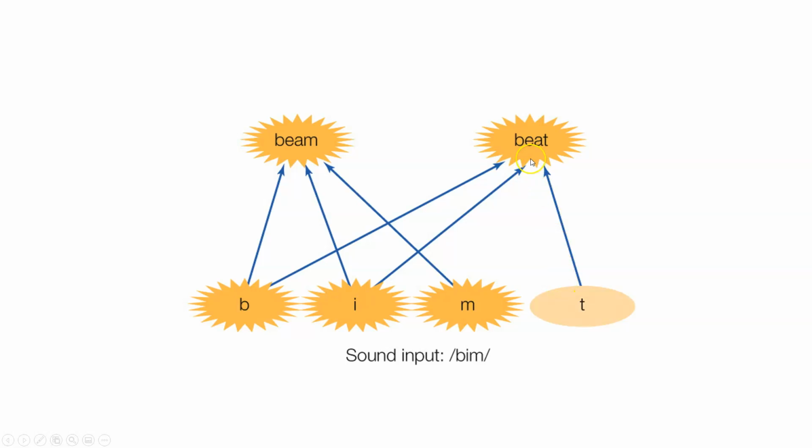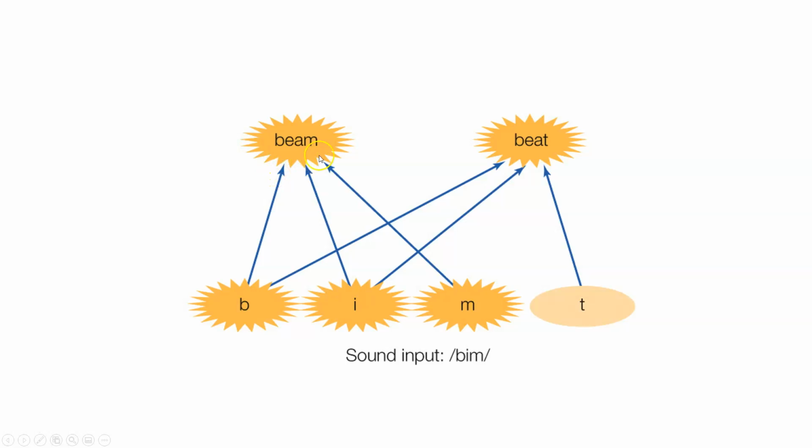Now, interestingly here, we would find that, according to this model, the word beat should be slightly less activated than the word beam, because we did hear the sound m and we didn't hear the sound t. So in this very simple model that we're starting out with here, we would see that both beam and beat should be activated, but beam would be stronger activated because all of the sounds of the word beam were vocalized. Now we'll come back to this model in just a minute because this isn't a complete model of word recognition, but this is a good start.